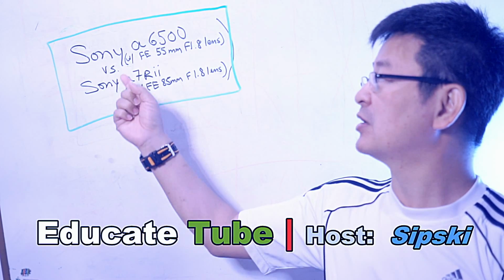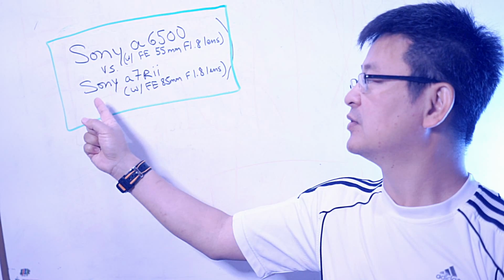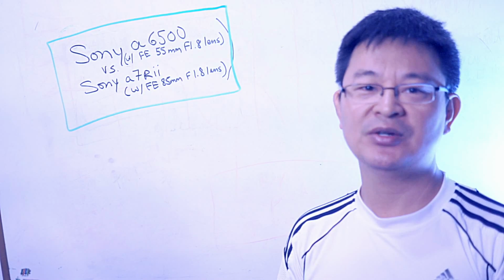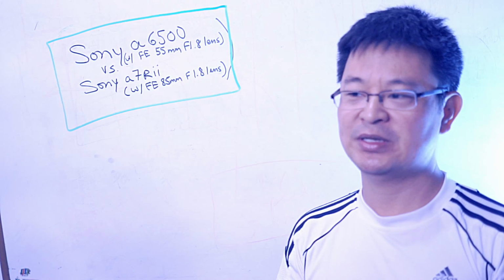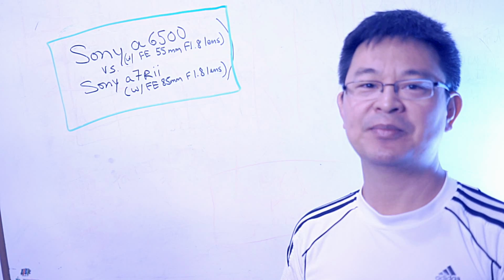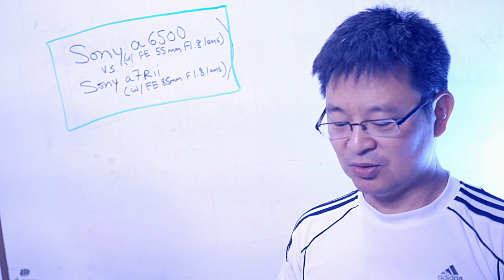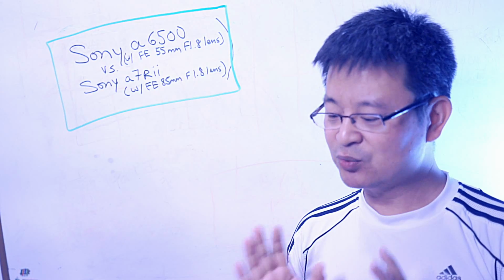Today we'll be doing a comparison between Sony a6500 versus Sony a7R II. I'm going to do a comparison for video as well as photo. There will be an attachment of the clip at the end comparing the photos and just showing the video as well. So, just to summarize quickly, which one would I pick?